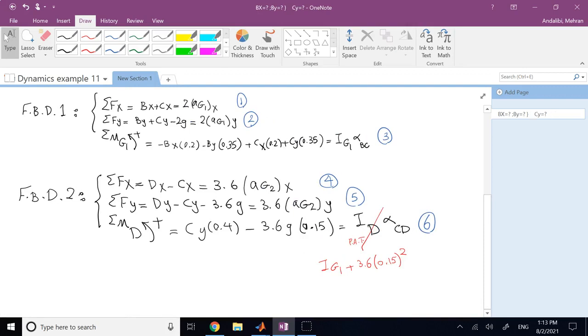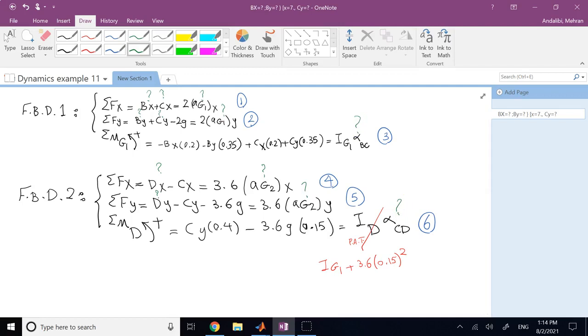Now the question is, how many unknowns do I have, right? Clearly the unknowns of interest, bx, cx, by, and cy are showing up in my equations, but I have a bunch more unknowns that I need to figure out. So what are the unknowns? As I said, bx and cx, by and cy, dx and dy, then the accelerations at the centroids G1 and G2, and then the alphas. So you have 12 unknowns, but 6 equations.